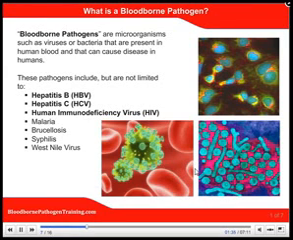What is a blood-borne pathogen? Blood-borne pathogens are microorganisms such as viruses or bacteria that are present in human blood and that can cause disease in humans. These pathogens include, but are not limited to, hepatitis B, HBV, hepatitis C, HCV, human immunodeficiency virus, HIV, malaria, brucellosis, syphilis, West Nile virus.